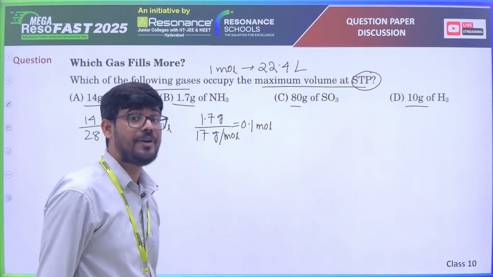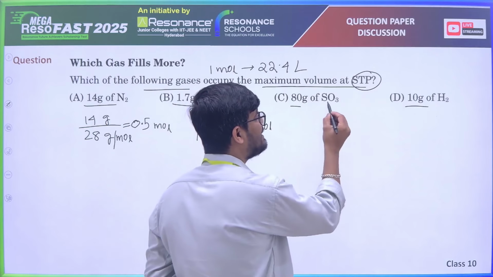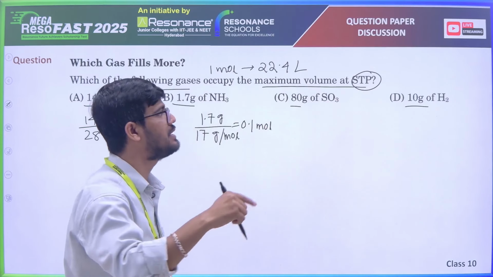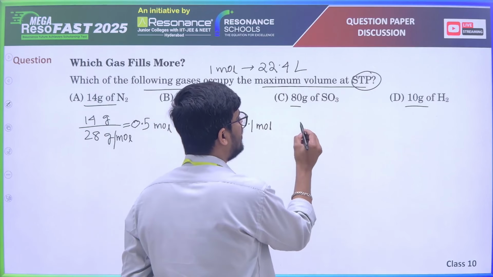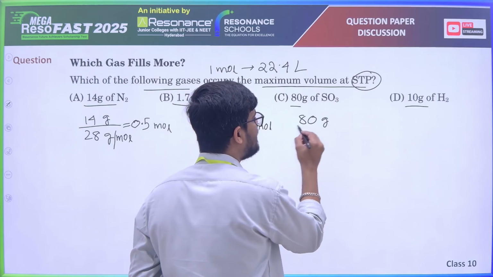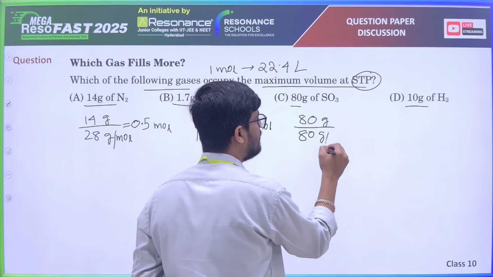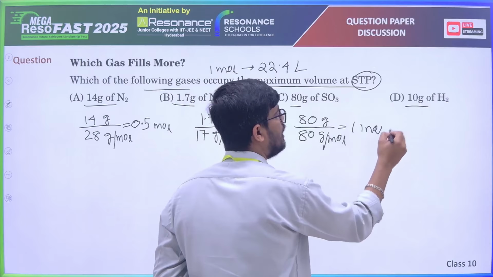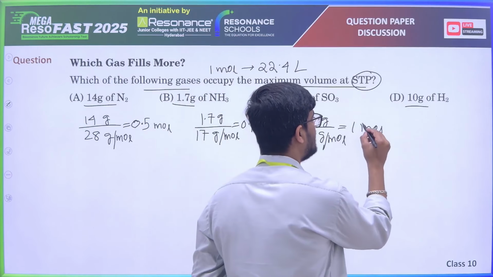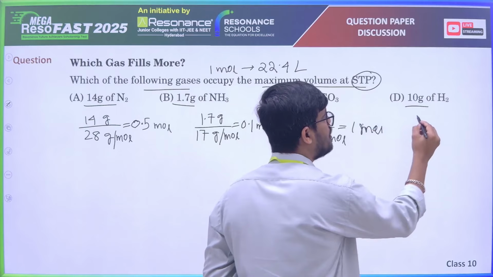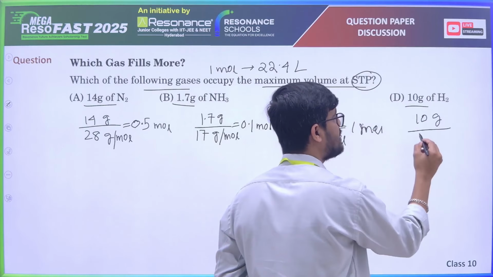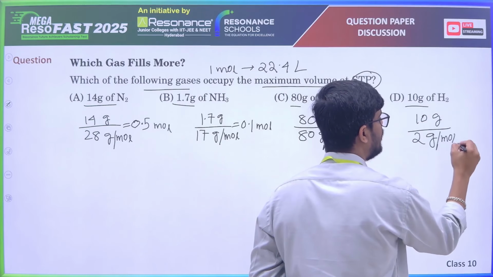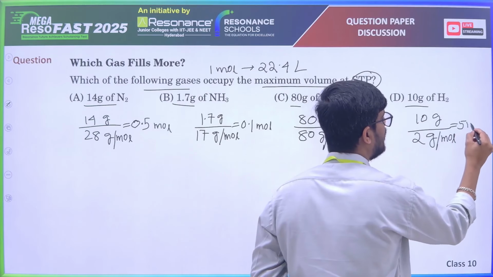Next, 80 gram of SO3. SO3 molecular weight is 80: sulfur 32, and each oxygen atom 16. So 3 into 16 is 48. So total 80. So here mole number will be 80 gram divided by 80 gram per mole, meaning the molecular weight, so total 1 mole. And if you consider hydrogen, 10 gram is given, and for each hydrogen molecule it is 2 gram per mole. So this is the molecular weight. So you will get 5 mole here.